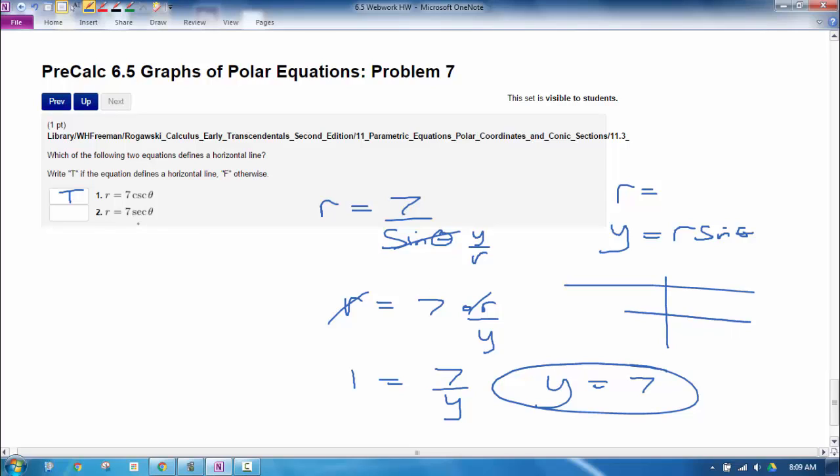And then the other one, it's going to be 1 over cosine, and we know that then cosine is going to give us an x value, so this is going to be the vertical line, because we're going to basically end up doing the same thing, but with cosine, which we know is x over r instead of y over r. So when we follow the same pattern, we're just going to get an x here instead, which gives us that vertical line.